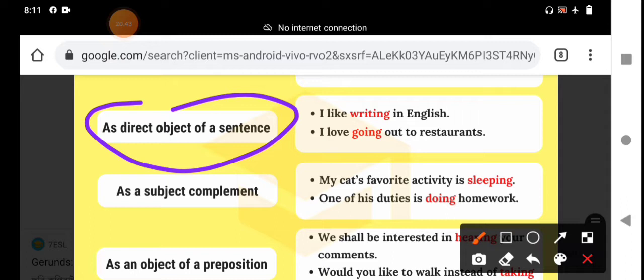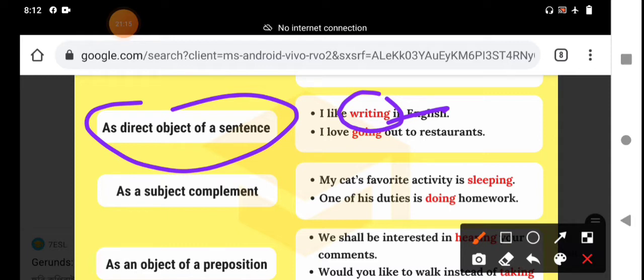I like writing in English. I like writing. Only I like writing, there is no in English, there is no such phrase. What do I like? Writing. It is an object of the sentence. That means the gerund functions as the object of the sentence.